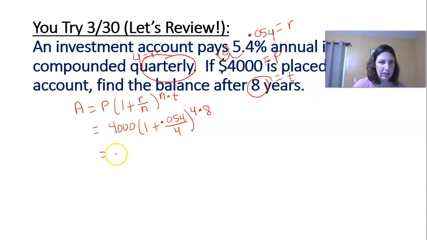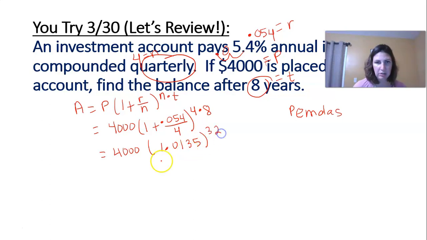Okay, and then you guys are going to calculate. Make sure you do the right order of operations. Make sure you always work on your parentheses first and then your exponents, right? And then your multiplication, division, addition, subtraction. So when you do 0.054 divided by 4, and then you add 1, you should get something like 1.0135 to the power of 4 times 8.